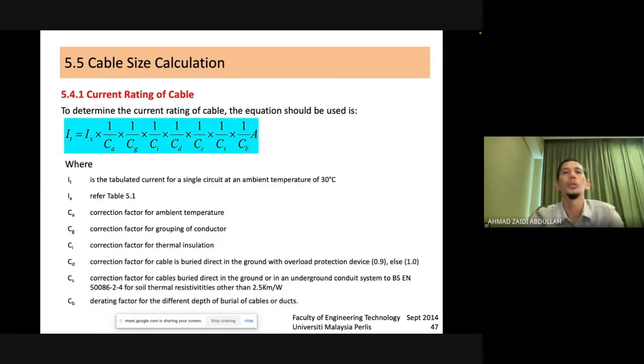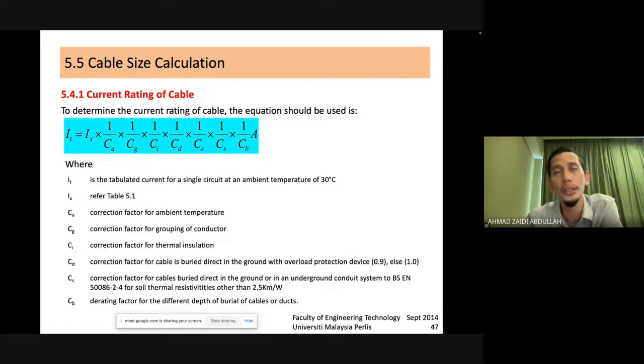Okay, now, so how to calculate? So we calculate the size cable using this formula, which is coming from IEEE lah. Okay, you can open your book yang tebal tu, ada dalam buku tu. Dia punya formula ni. Kami copy pun daripada situ. So formula dia very simple. So IT is equal to IX. So IT ni lah kita nak cari. So IT is the tabulated current for single circuit at ambient temperature of 30 degrees. And then IX ni apa? So IX is depend. Dia kata refer table 5.1.